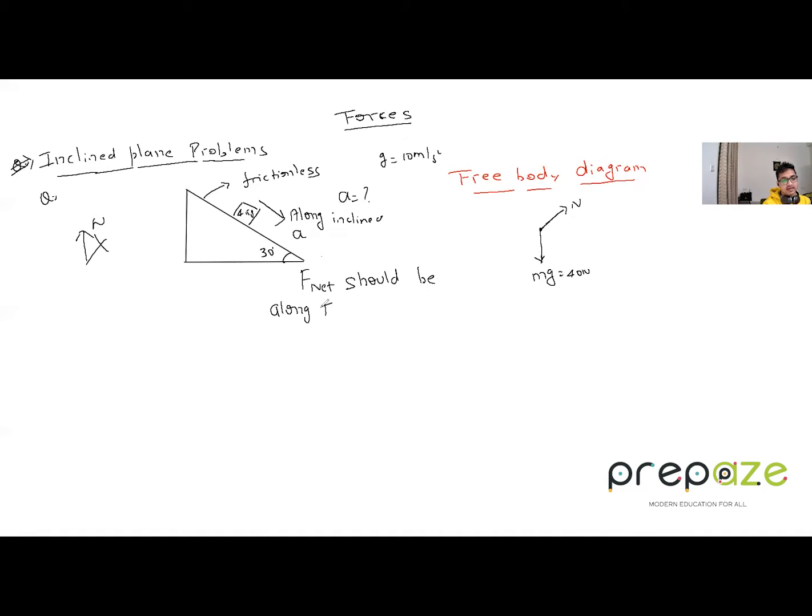It's along the incline. But is there any force along the incline right now? No. N is there, which is perpendicular to the incline, and mg is vertically downward. That means I have to take components of mg. That's very important. Take the components of mg.